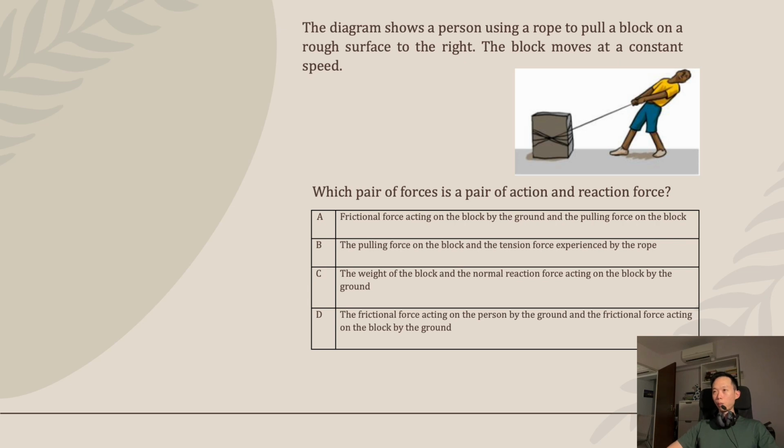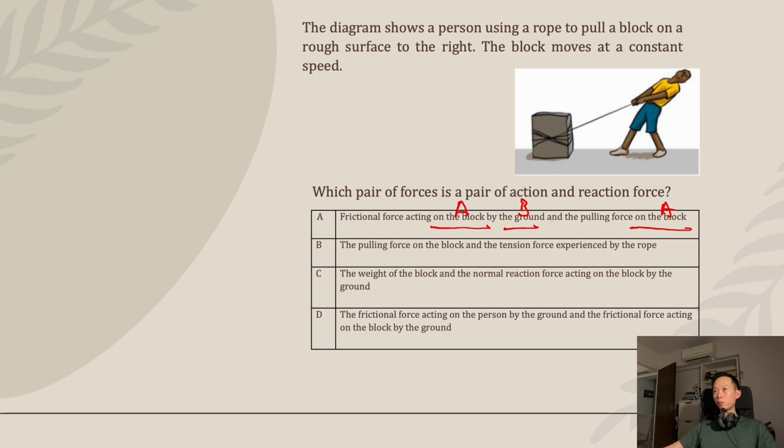So you see, when you have a question like this, all you have to do is, for each of the forces mentioned, identify your body A and body B, or maybe even body C. So the frictional force acting on the block by the ground. So this is acting on the block by the ground, and the pulling force on the block. So this is also on the block.